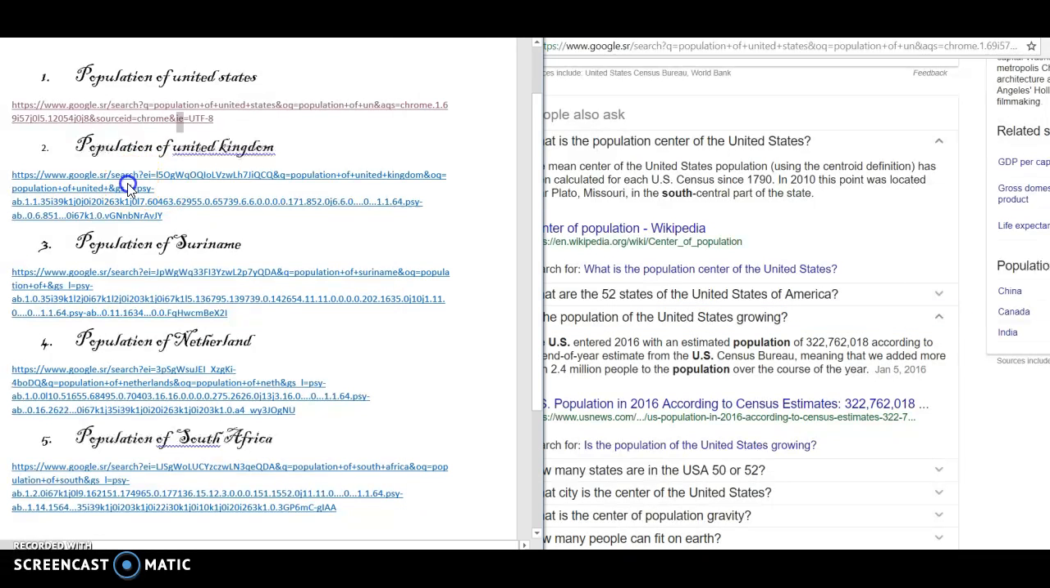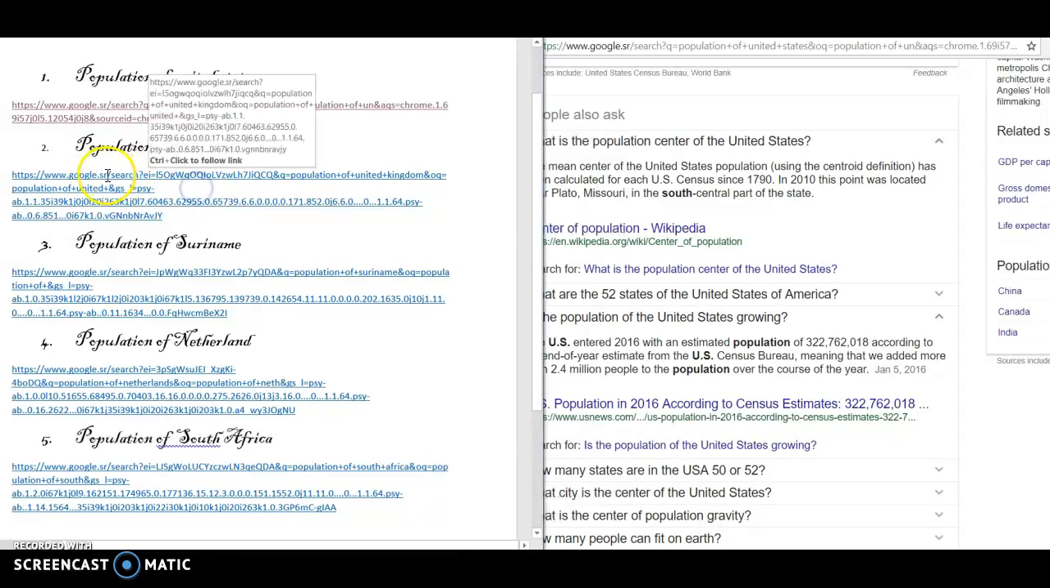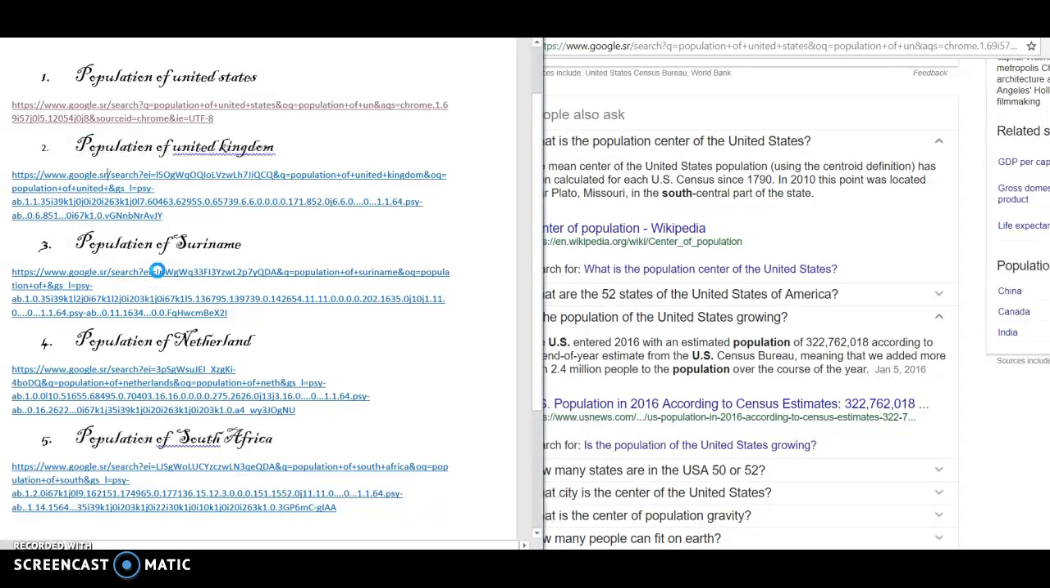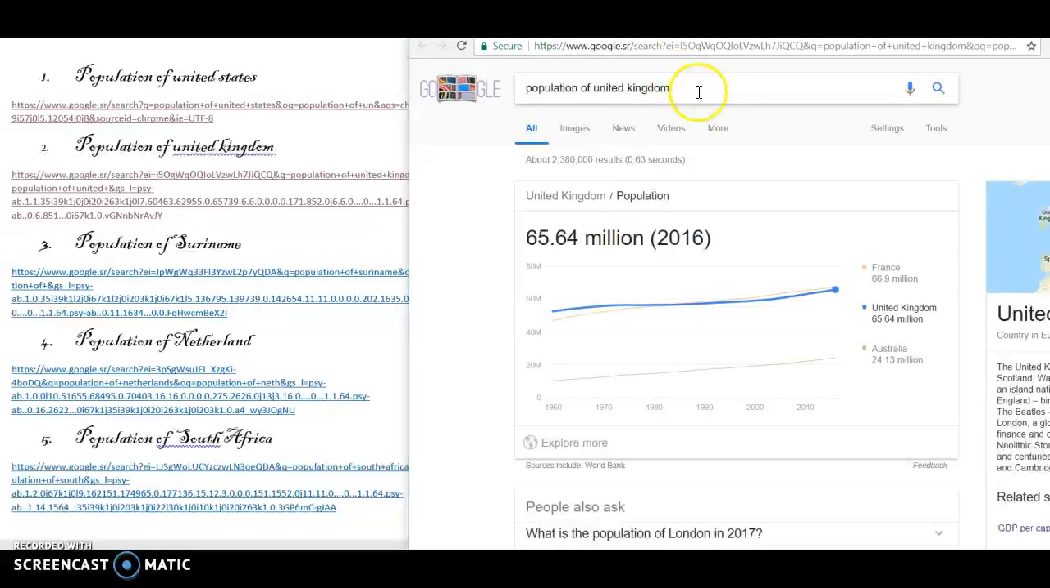Okay, we'll go to the United Kingdom. Open this link. As you can see here, we have the United Kingdom. As we move these lines, you can see it moves. The difference in the growth of the population.